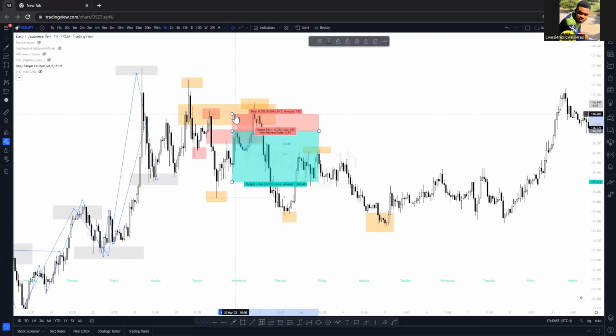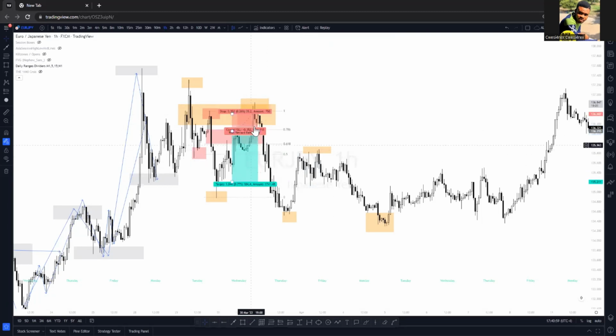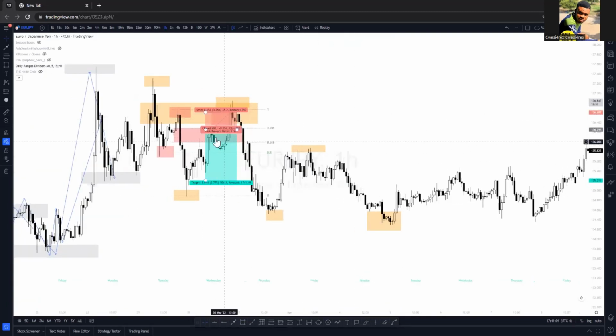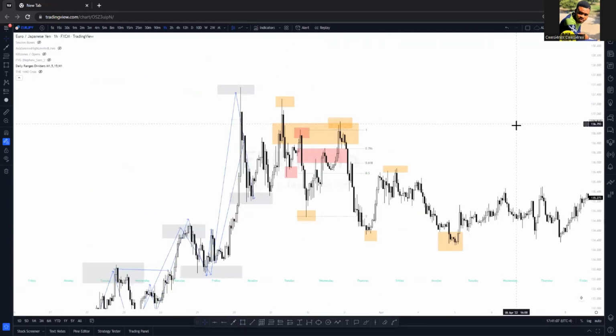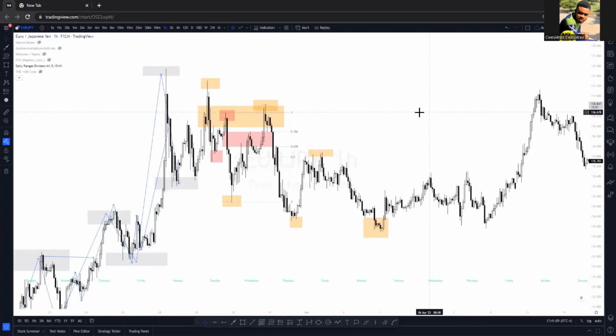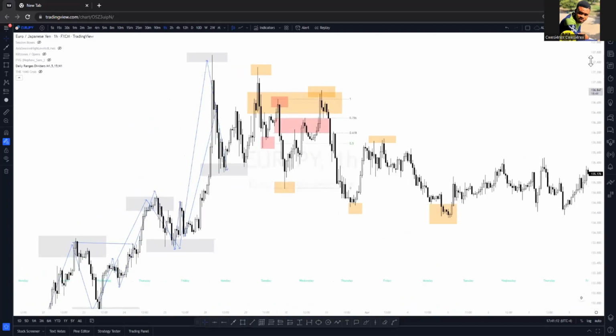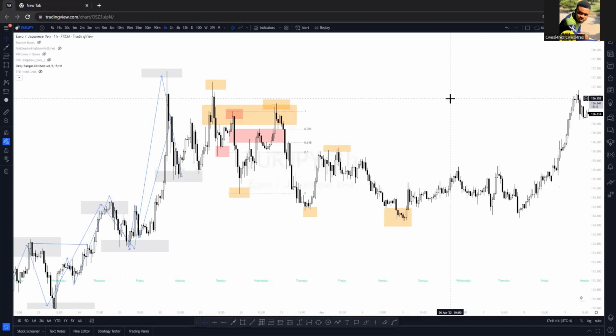Stop loss over here. What happened? Price reacted to your point of interest. Boom. Took you out. Right? H4 is not strong enough to reverse. So H1 is not strong enough to reverse what? A trend. I get it.